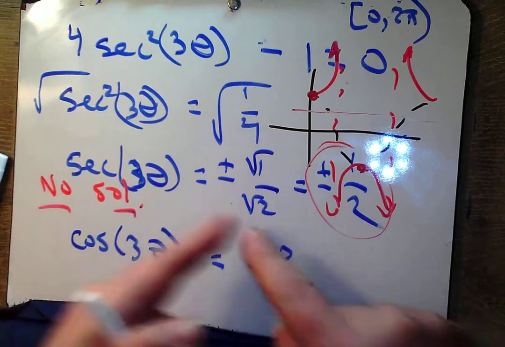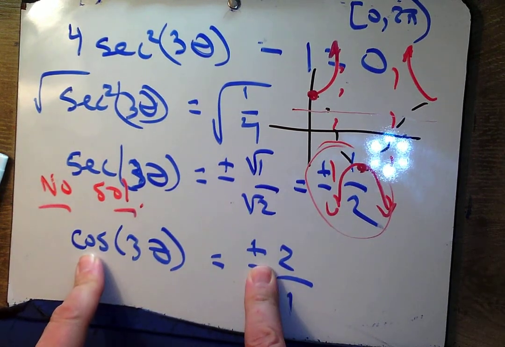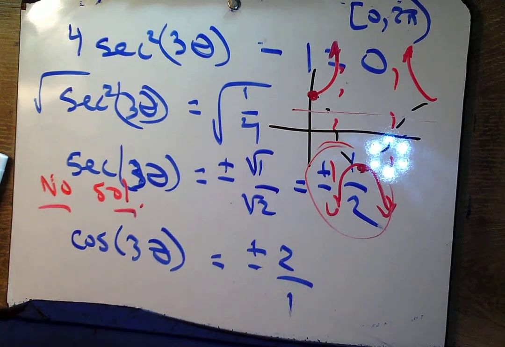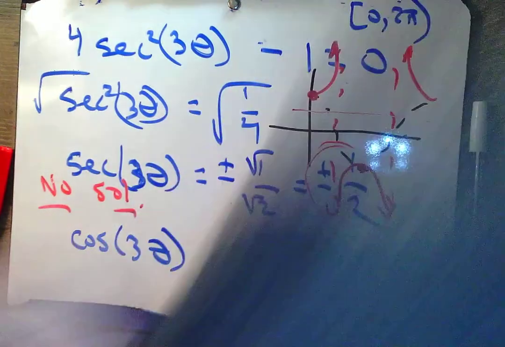And if we don't catch it here, we can certainly catch it here. Cosine equal to 2? No, the highest cosine gets is 1, not 2. So this is no solution. Okay?